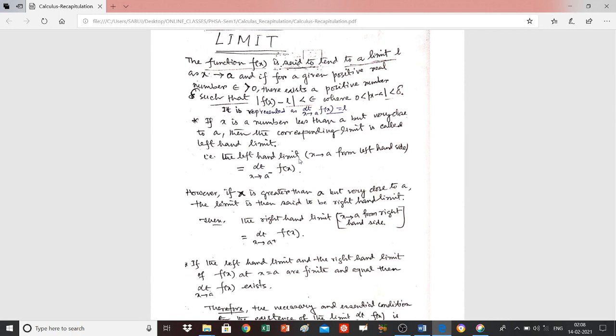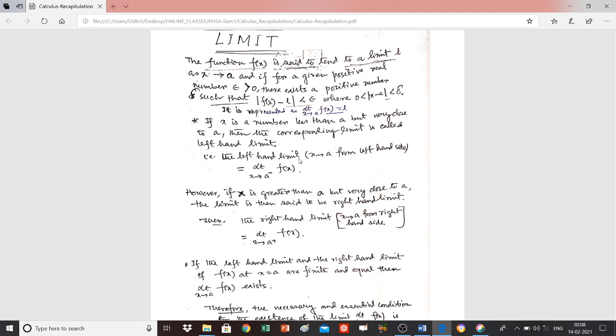If you are given a function f(x), this function is said to have a limit l when x tends to a, that is, the value of x is just close to a, and for a given positive real number epsilon greater than 0, there should be a positive number delta such that mod of f(x) minus l is less than epsilon, where 0 is less than mod of x minus a, which is less than delta. This is the definition of limit.